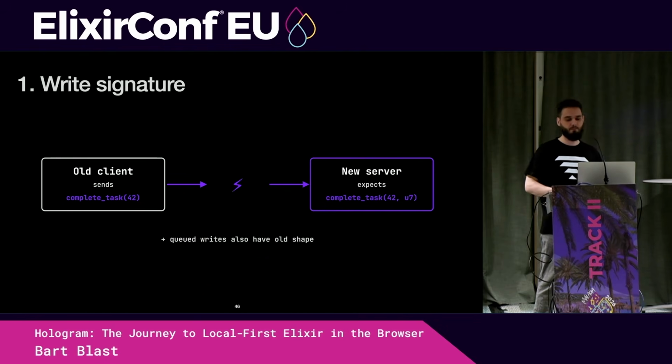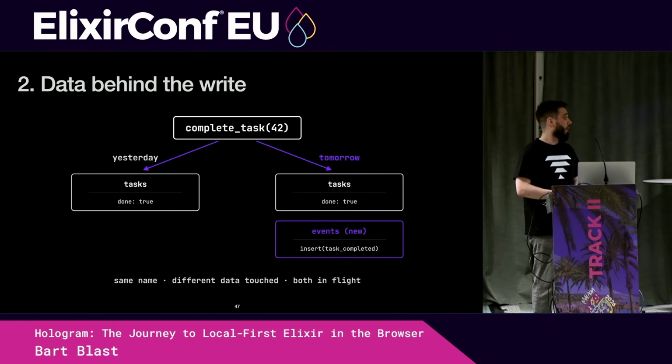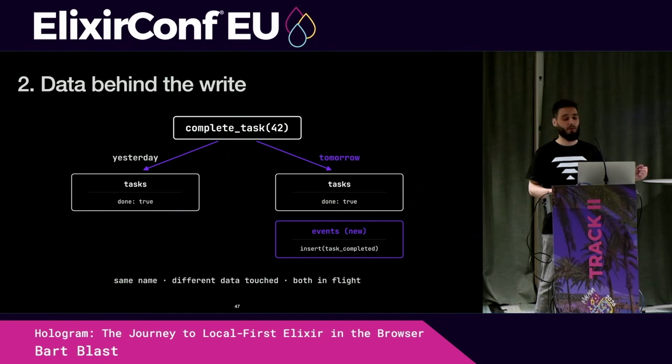What happens? 2, the data behind the write changes. The write used to flip a Boolean, now it also writes to a new events table. Name is stable, behavior evolved. Both shapes coexist in flight.